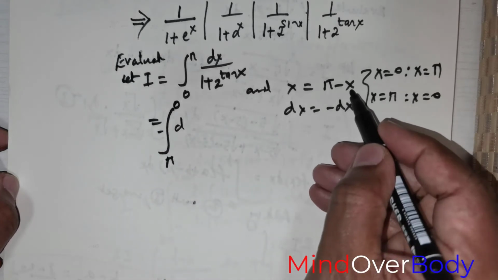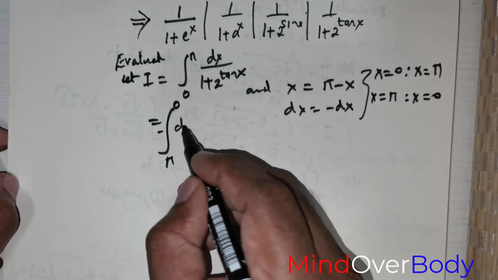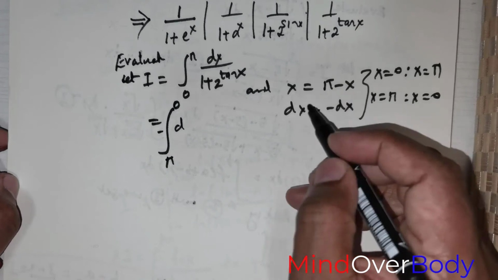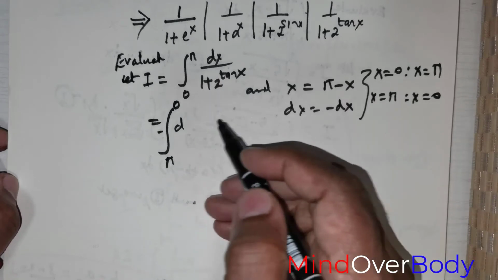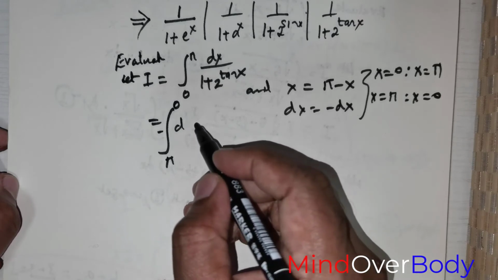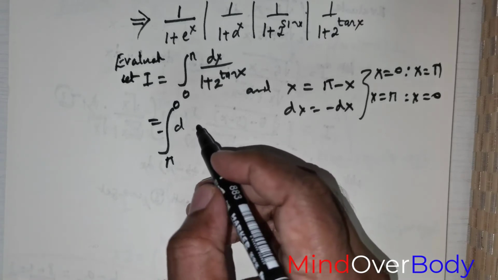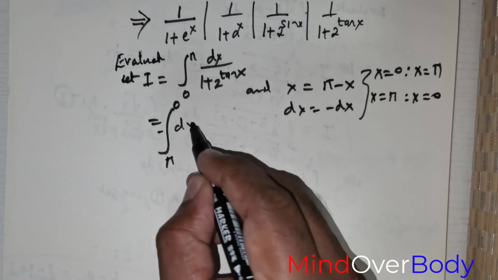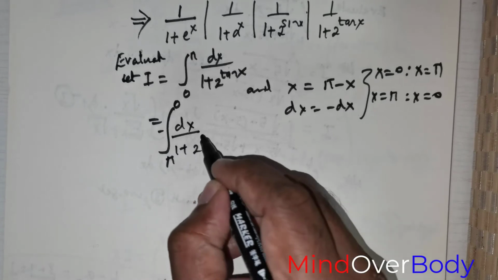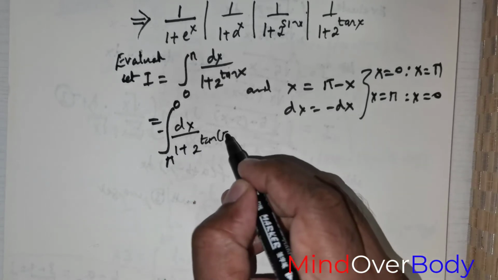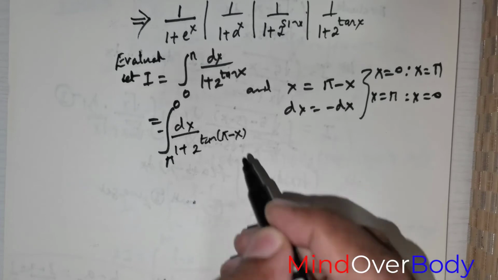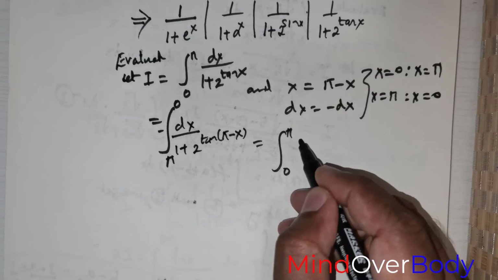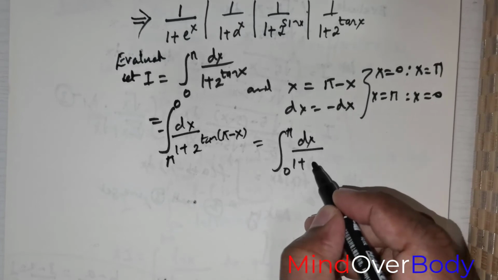In place of this x, you can either take it as t, but I'm just taking it as x because I've already shown you how, even though I would have taken it as t, still it will revert back to the original variable x because of the property of integrals that we have already studied. So having mentioned this, let's move on. So this is going to be pi to 0 with negative dx divided by 1 plus 2 to the power of tan of, in place of x I've got pi minus x. So this is what I've got. I can revert back the integral, so this is going to be 0 to pi dx divided by 1 plus.